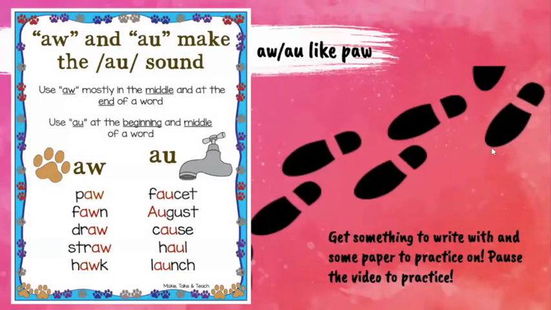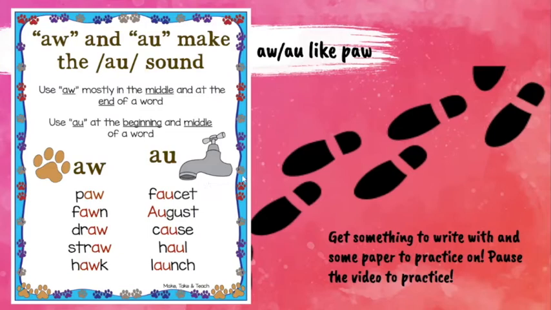So the first sound we're going to go over is aw. And I want you to think of aw like paw, an animal paw, aw, like paw. So when you see the aw sound, it's mostly in the middle of the word. And if it's AW, it'll be at the end. So both AW and AU make the aw sound, aw like paw. And you can see there's a picture of a paw right here. And also aw like faucet. And of course, we're in the month of August.